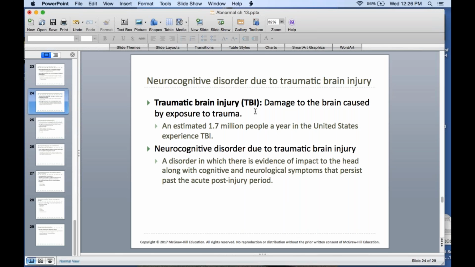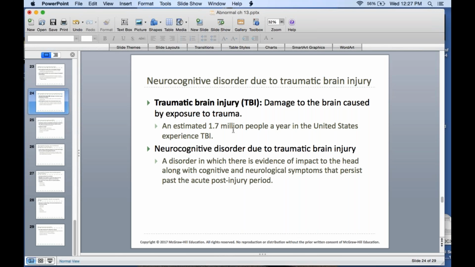Then we have TBI, or traumatic brain injury. This is where somebody has had a significant head injury. And I don't just mean a concussion, but either multiple concussions or serious traumatic brain injury, closed head injuries, or open head injuries. This is damage to the brain caused by trauma.